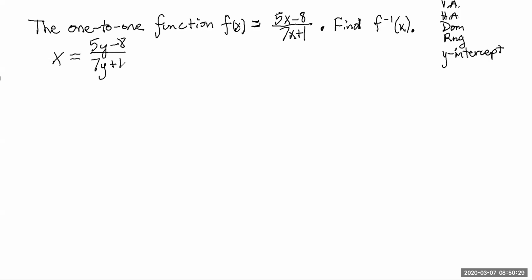Now we're going to solve for this new y. 7xy plus x is equal to 5y minus 8. We're going to collect our y's. So let's try 7xy minus 5y is equal to negative x minus 8. I have a common factor of y.